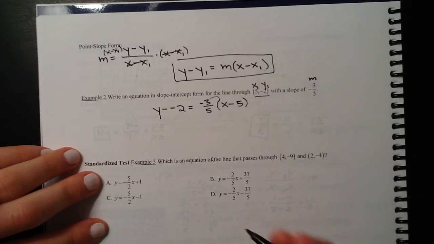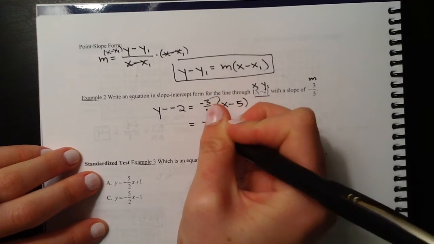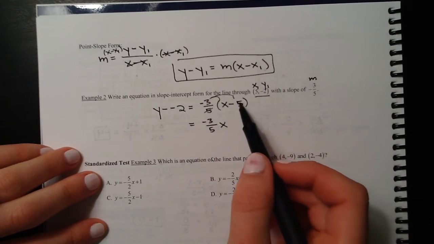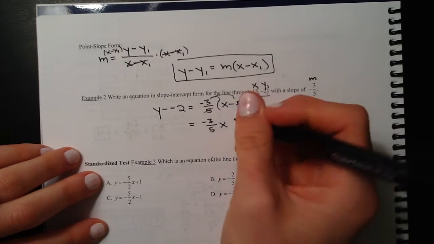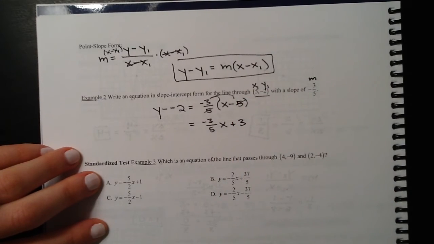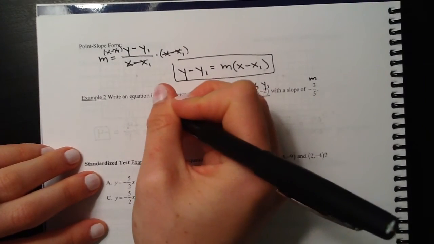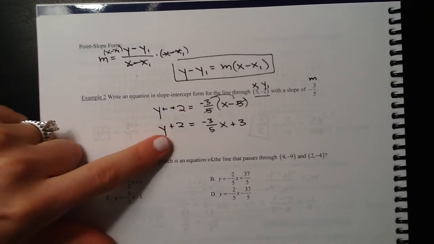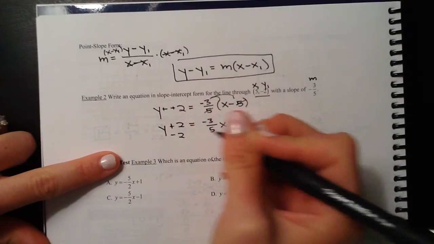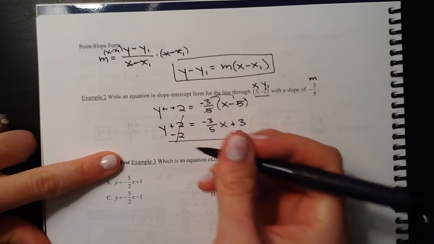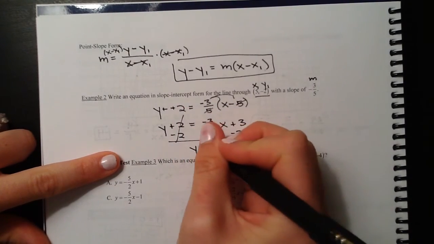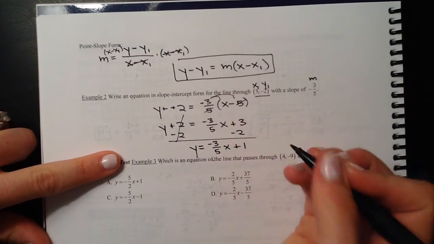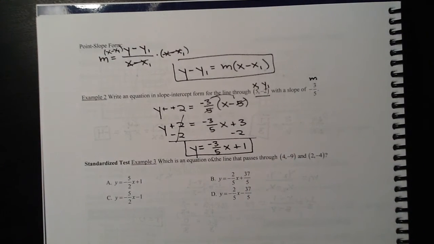So distribute this -3/5. First I multiply it just by the x, and then I have -3/5 times -5. So first of all, this 5 will cancel with this 5, and then negative times a negative gives me a +3. And on the left-hand side, I have y. I'm going to write this as plus a positive, so it's y plus 2. And I'm just one step away, because y equals mx plus b just means I need to get the y by itself. So I can subtract 2 from both sides. We're left with just a y, just like we wanted, and then we have -3/5 x, and then +3 minus 2, which gives us +1. So that is your slope-intercept form that you're looking for.